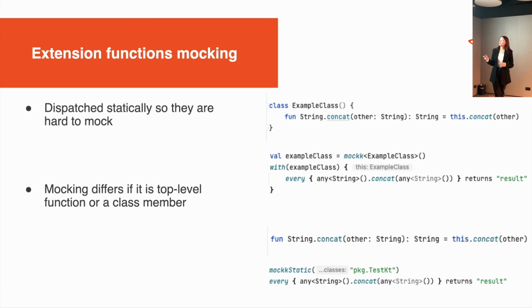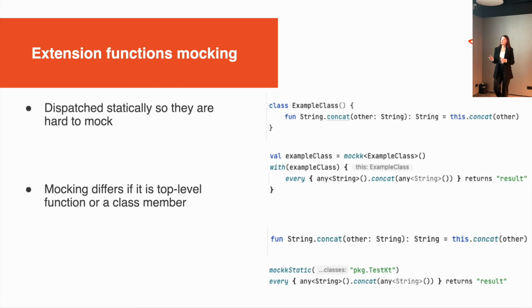So, for example, we have here an extension function that is part of one class, and when we want to mock this extension function, we need to mock the whole class that contains it. So we mock this example class that is above it, and then we say with this example class, and we can then do it normally as we would. So we are saying that every time we are calling this concat function on any string, we return a specific result.